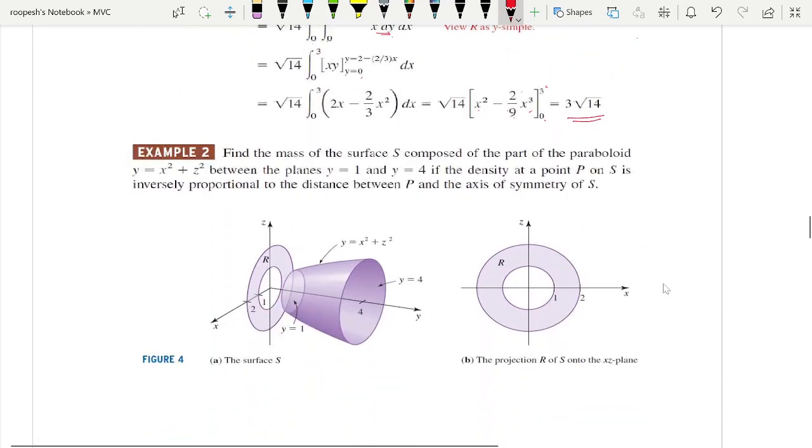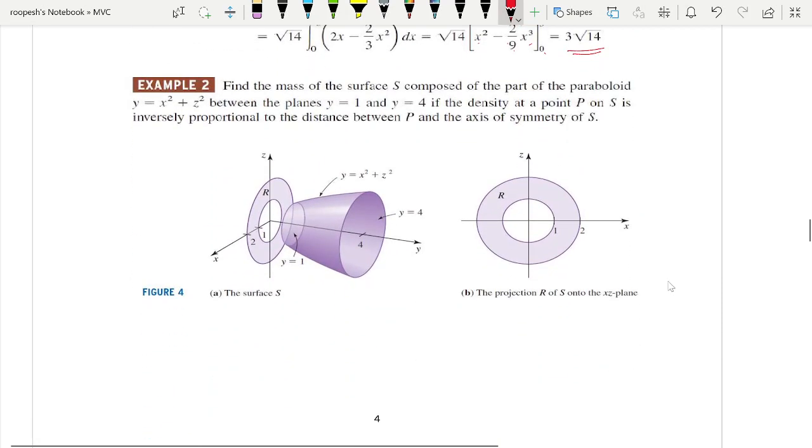Next is another problem. Find the mass of the surface S composed of the part of the paraboloid y equal to x squared plus z squared. See, it's from x squared plus z squared. So the picture is like this: y axis and z axis. It will lie like this, between the planes y equal to 1.